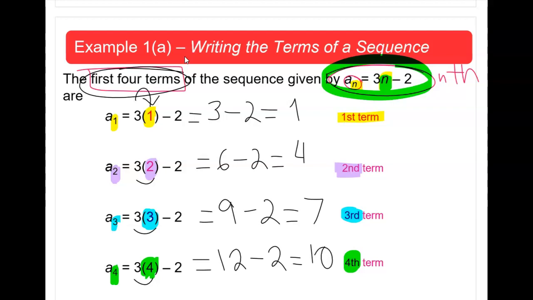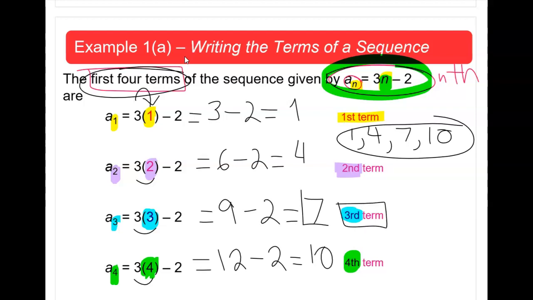And we could also list them this way: 1, comma, 4, comma, 7, comma, 10. And those will be the first 4. If we were asked to just find the third term, of course, it will just be the number 7. Or you could enter it such as a sub 3 is equal to 7.